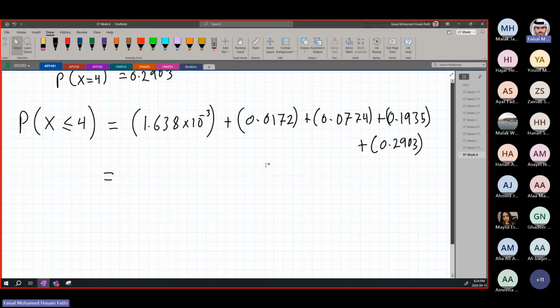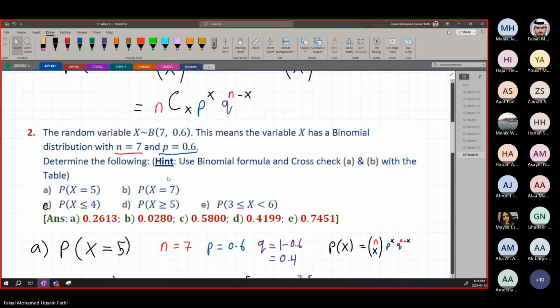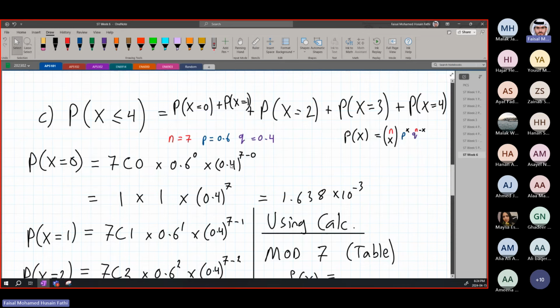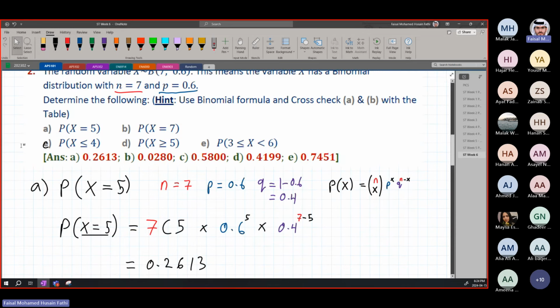So 1.638 times 10 to the minus 3 plus 0.0172 plus 0.0774 plus 0.1935 plus 0.2903. We're going to get a value of 0.58. Okay? And that's how you would solve it for part C. You get a value of 0.58 for the probability of x less than or equal to 4. Is this clear, what I did here?